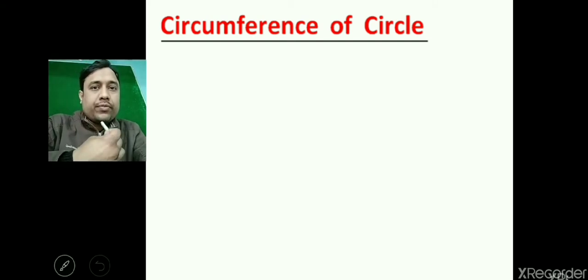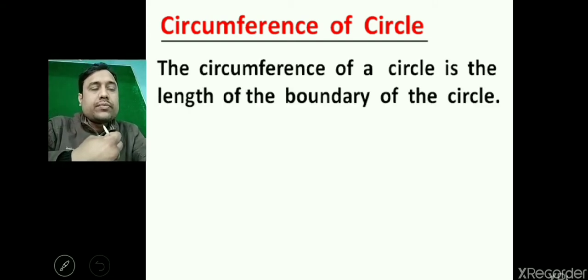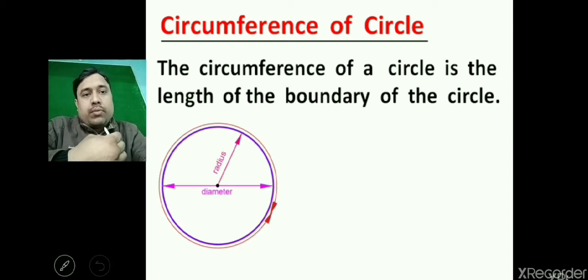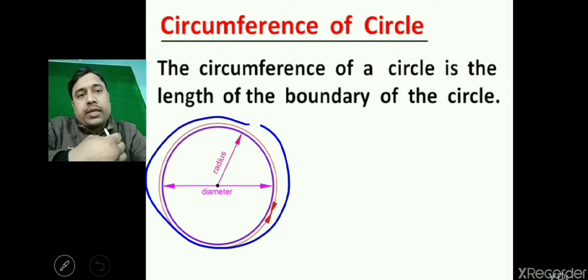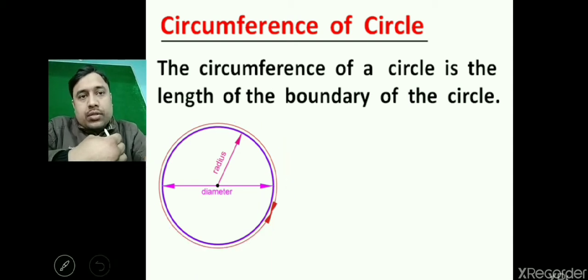We can define that the circumference of a circle is the length of the boundary of the circle. The whole boundary you can measure with a measuring tape, you can measure around it.